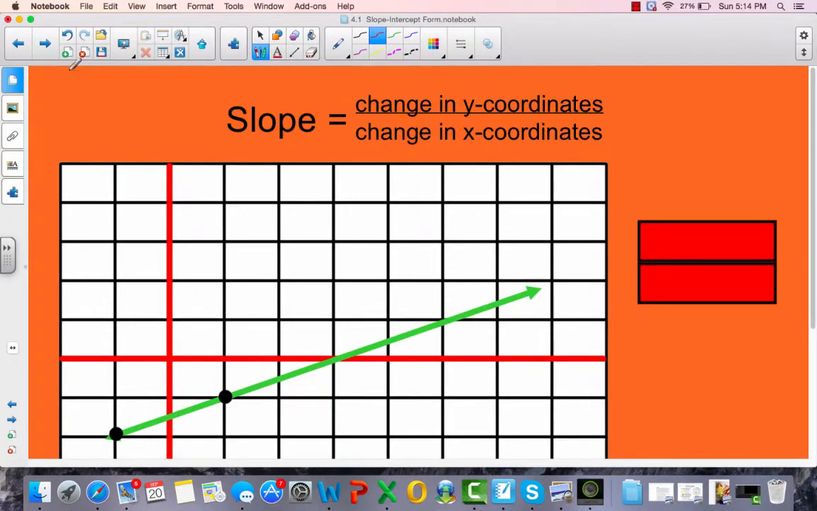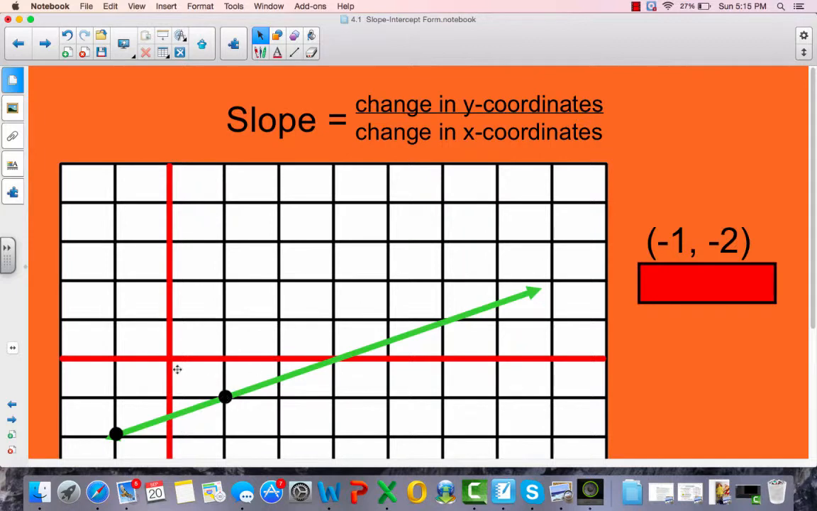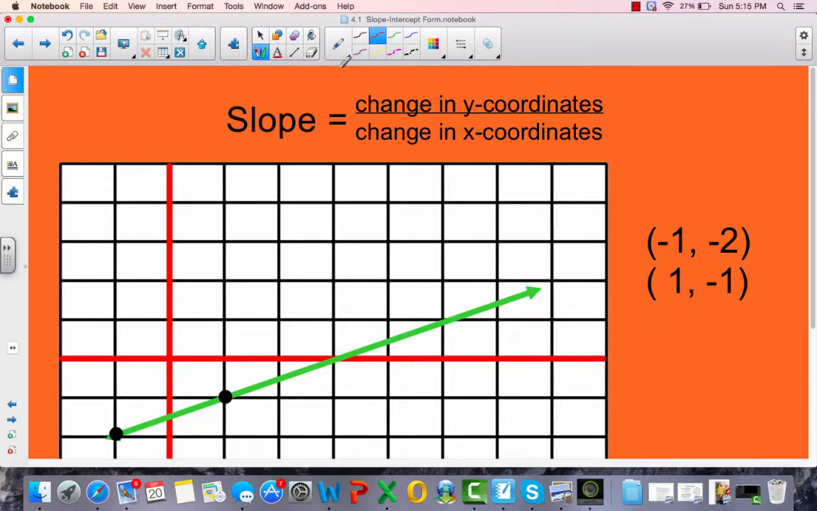Now there's another way to find out the slope, and that's to use the coordinates of the line. So this time we'll find out what the coordinate of this point is. That point would be -1, -2. This point is +1, -1. So what you have to do in this case to find the slope is y2 minus y1 over x2 minus x1, and that gives you the slope.